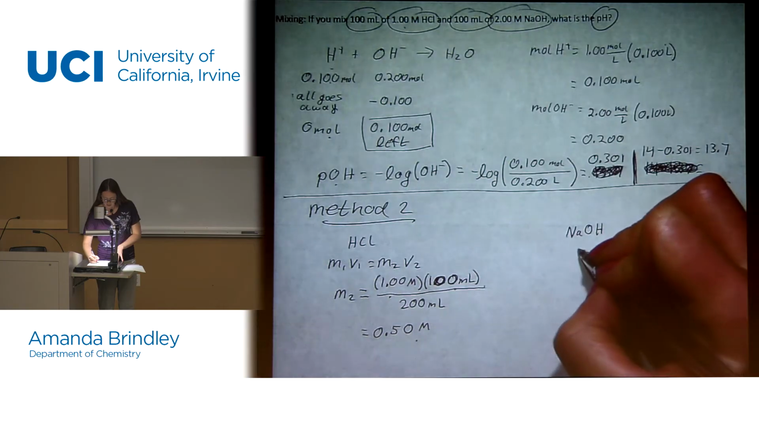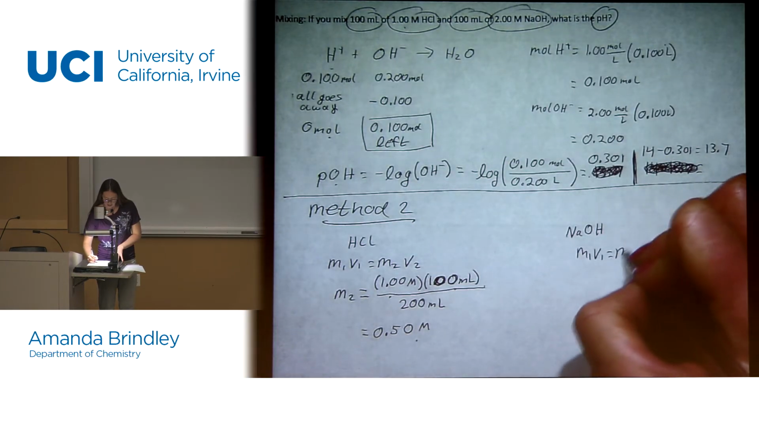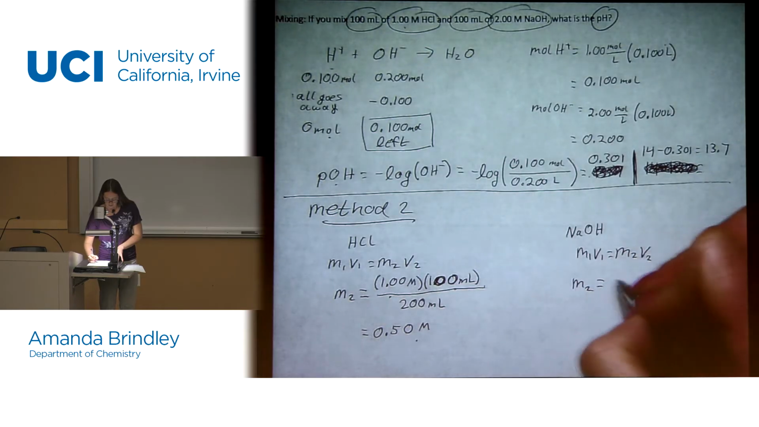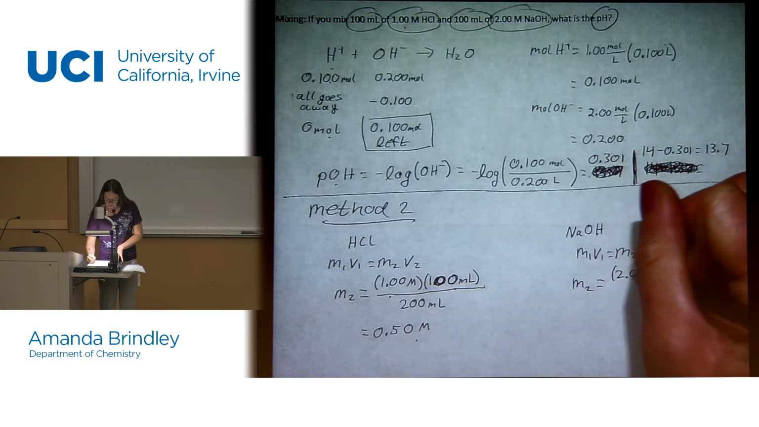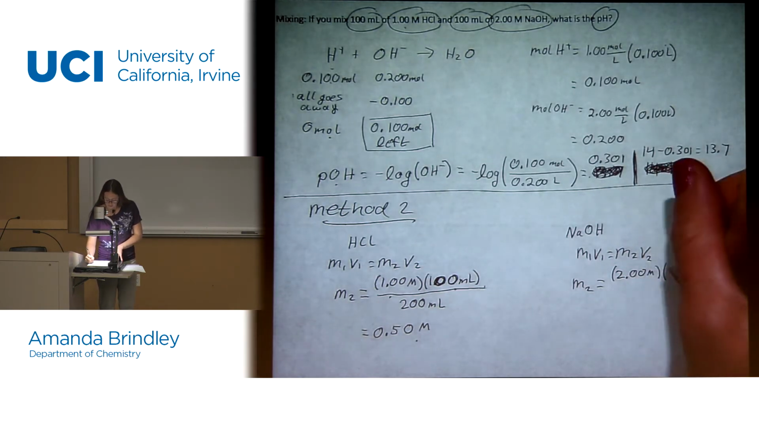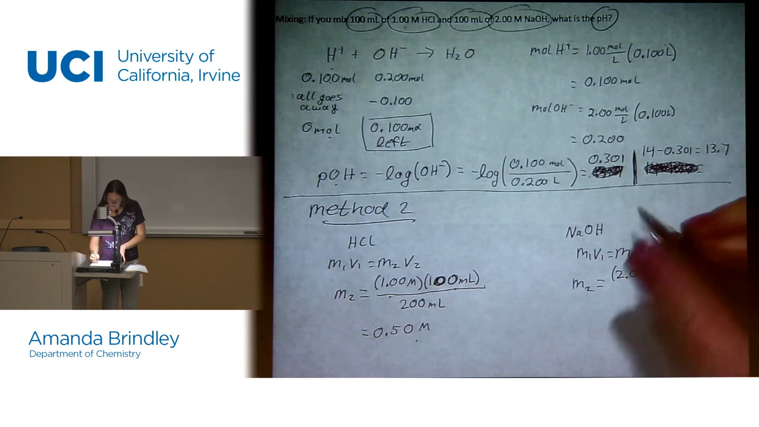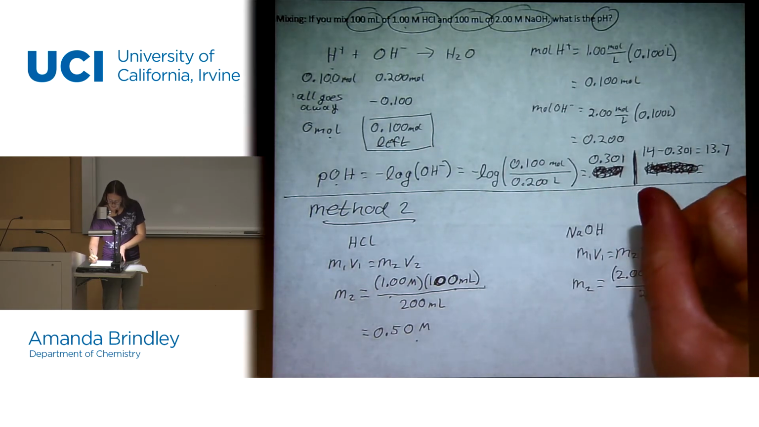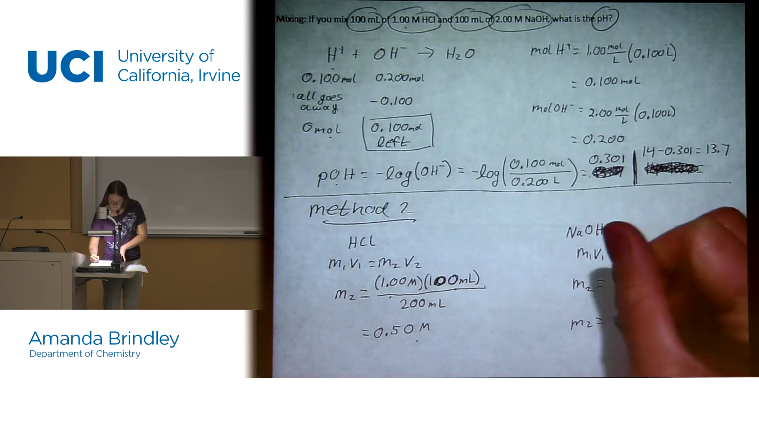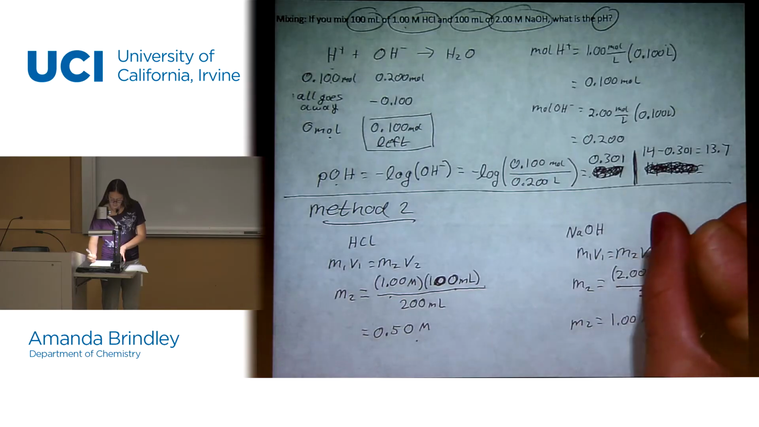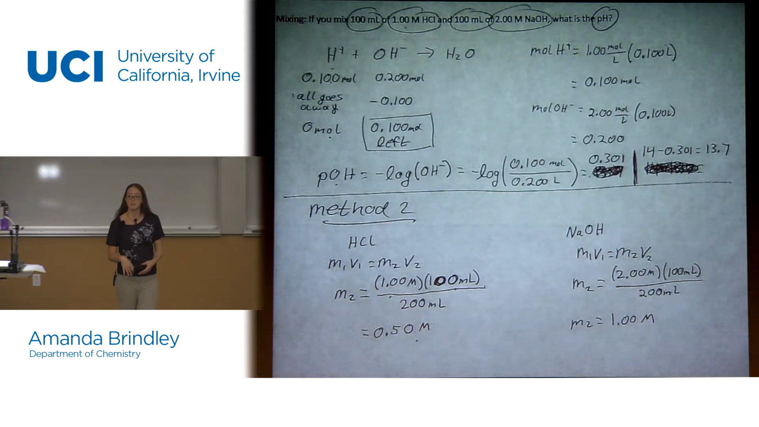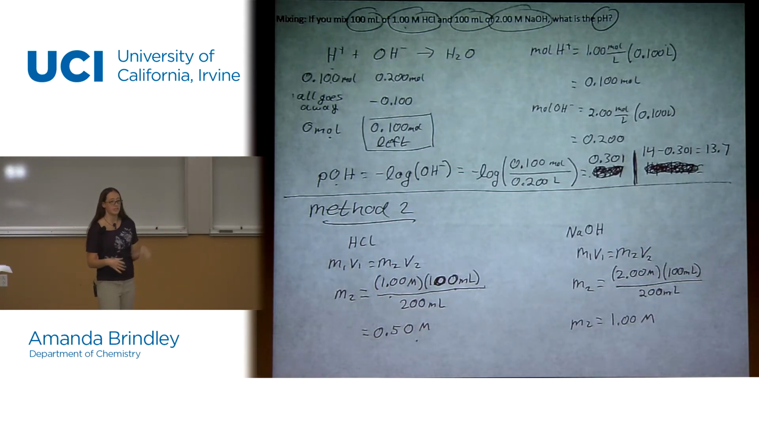We can do the same thing for NaOH then. And you can shorten it even more with this one in the same fashion. In this case, we have 2 molar. We still have 100 mils of it to begin with. We mix it, and now we have 200 mils. And same thing there. If you recognize that, hey, we're doubling the volume, so we're halving the concentration, you could save yourself some time there.